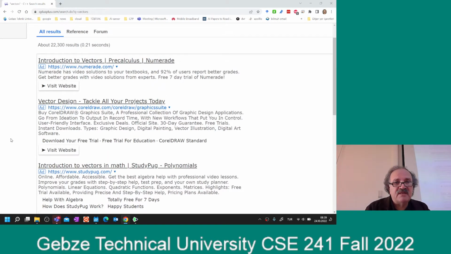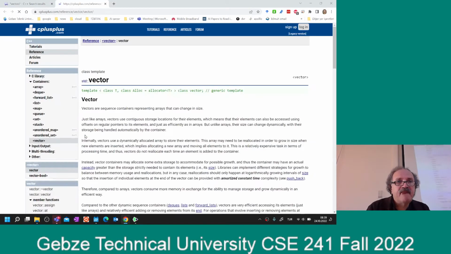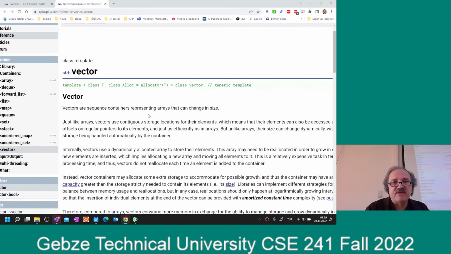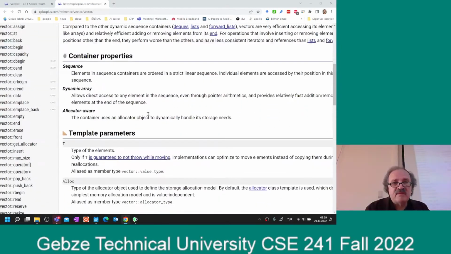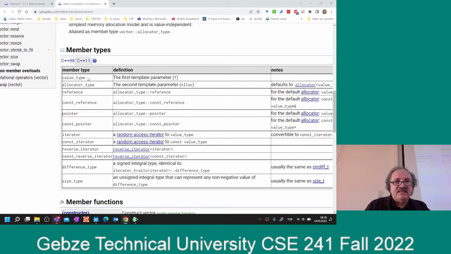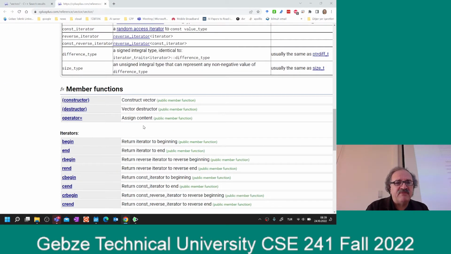Okay, vector design, math. Let's go to this one. So the vector has, of course, members. Most of them I will not talk much about because you don't know what they are yet. Let's look at some of the member functions, okay?